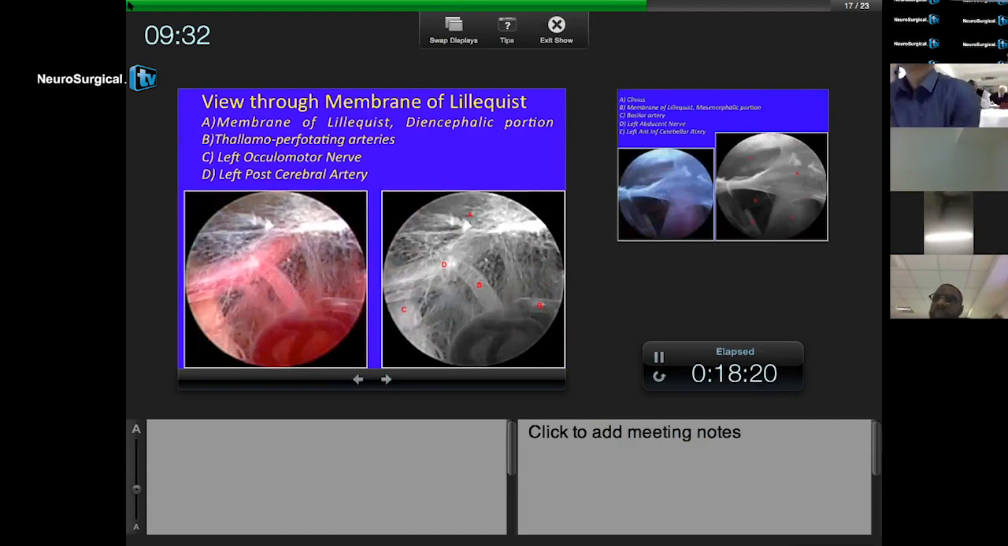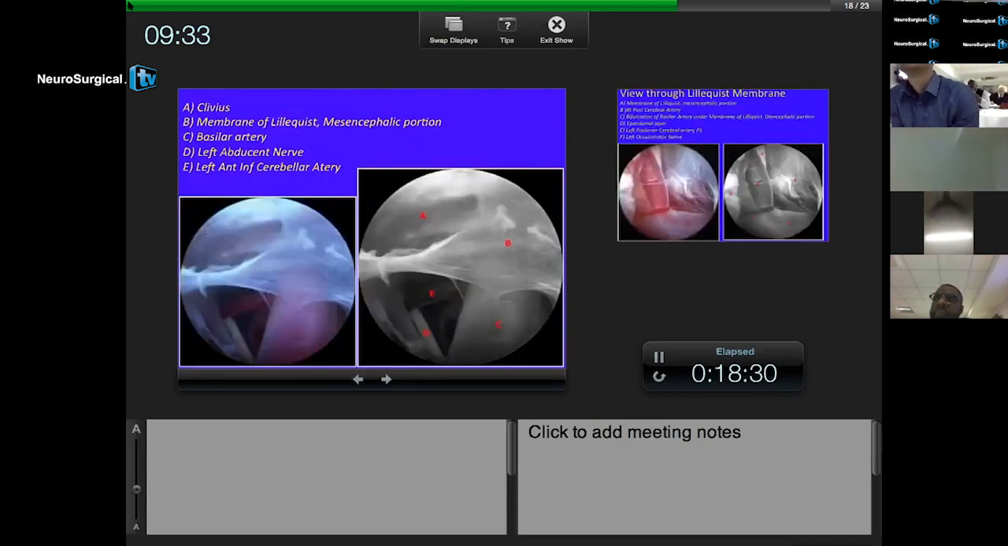You'll see the cerebellum, but basically you don't want to see the cerebellum, you want to see the basilar very, very clearly, unhampered by any of the membranes. The structures that you will then need to recognize are the clivus, of course, the membrane of Liliequist, and a very unimpeded view of the basilar. And if you see this and you've got a balloon catheter, you can actually open these out so that you can get a good view.